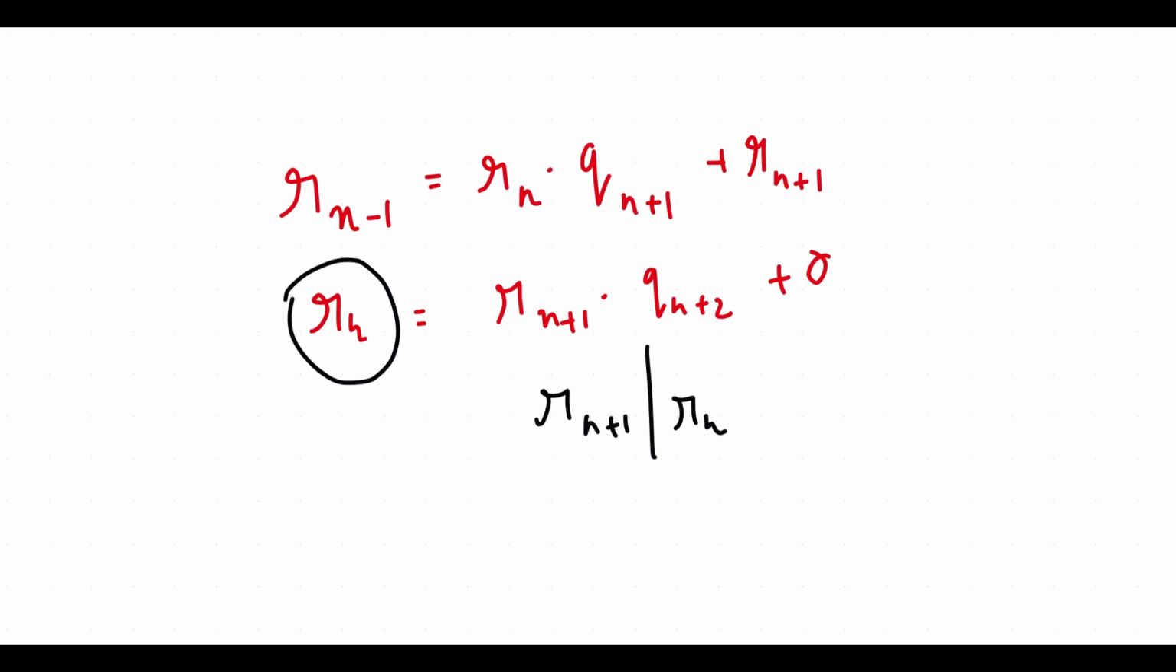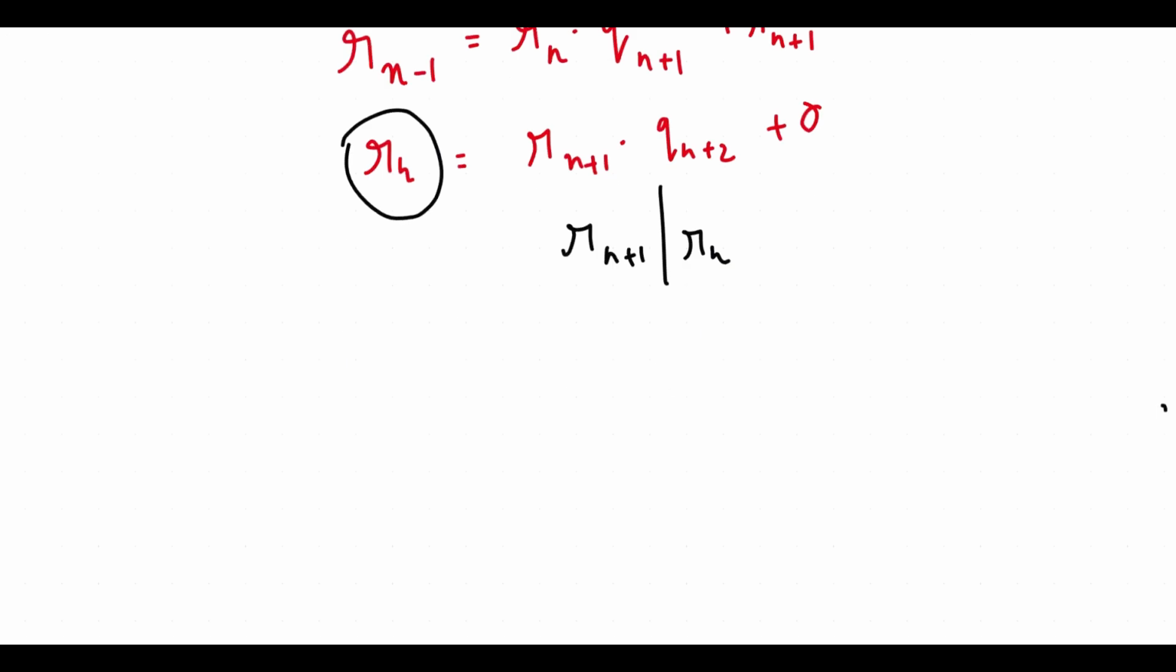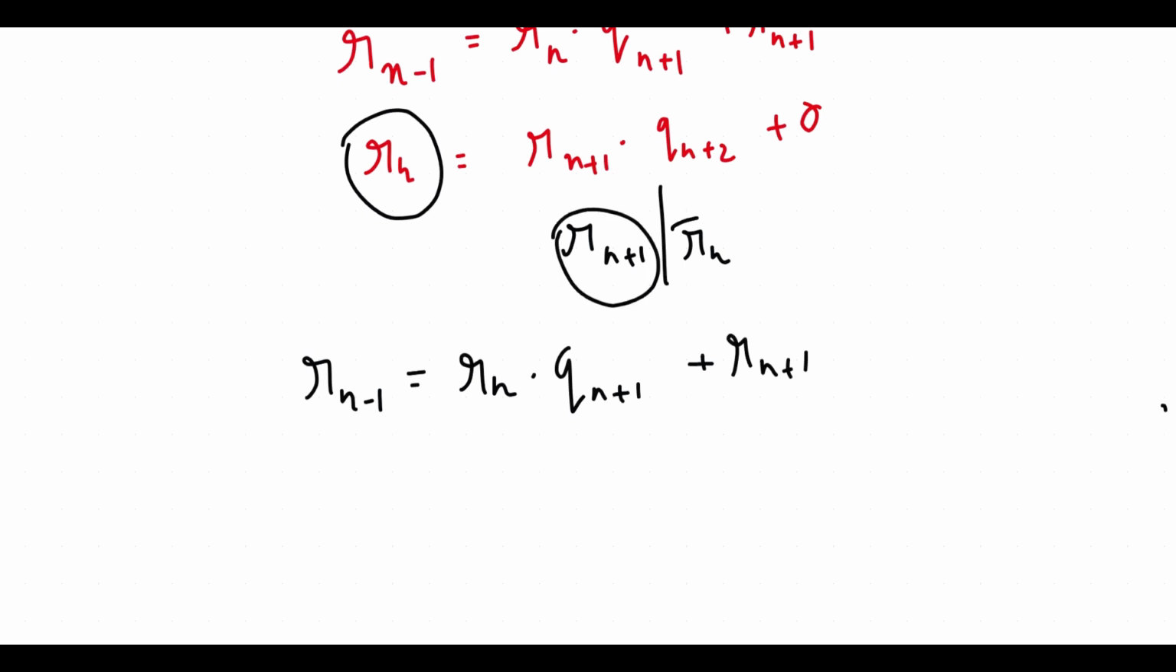Now, if Rn plus 1 divides Rn, and we know Rn minus 1 is just Rn into Qn plus 1 plus Rn plus 1. Now we know that Rn plus 1 is a smaller number and Rn is the bigger number. So if Rn plus 1 divides Rn, then Rn plus 1 will also divide Rn into some integer, which is Qn plus 1, right? Yes, that's correct.